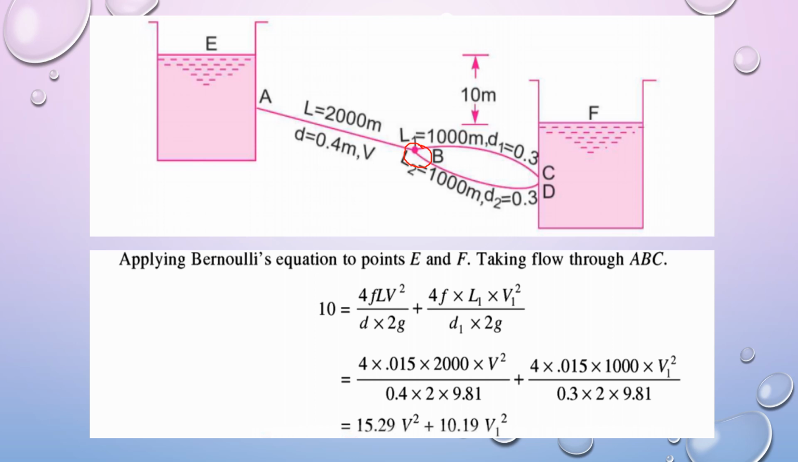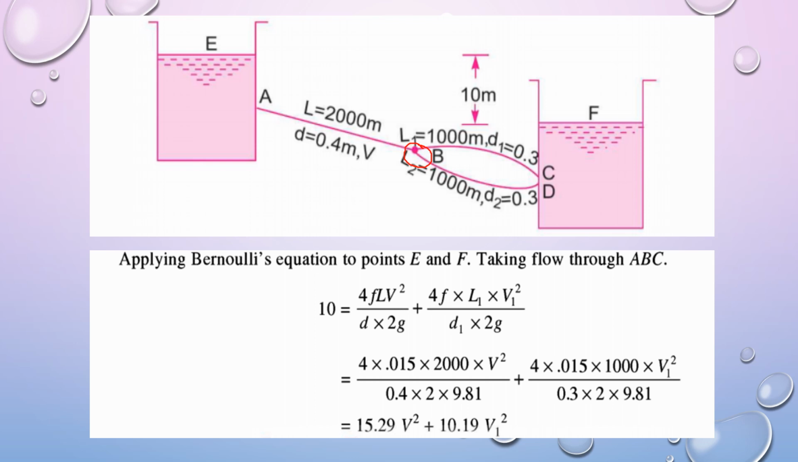So in other words, we can say that the velocity of flow in both of these parallel pipes will be the same, since we have the same diameter and length. Now we try to solve this problem. First we apply Bernoulli's equation between the points E and F, that is, between these two reservoirs, and we assume that first of all the flow is taking place through A, B and C.